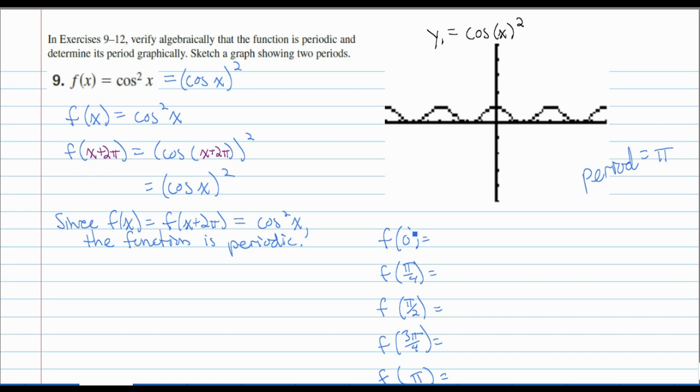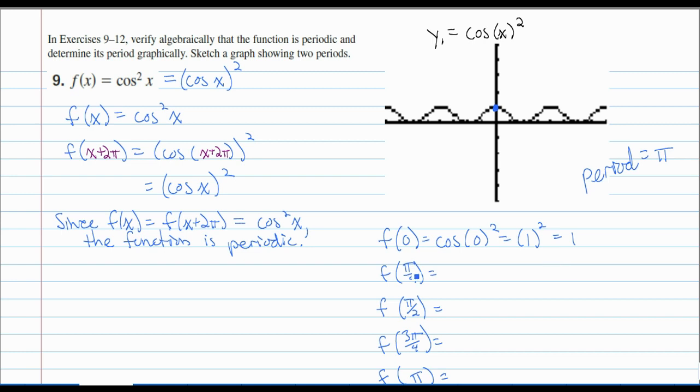Now, f of 0 we know is 1. We can see that right here. But to show you what that means, I'm plugging in 0 for my cosine function. So the cosine of 0 squared, well, let's see, cosine of 0 for my unit circle is 1. So we're really taking 1 squared, so that is 1.